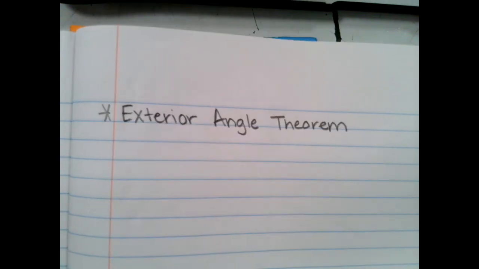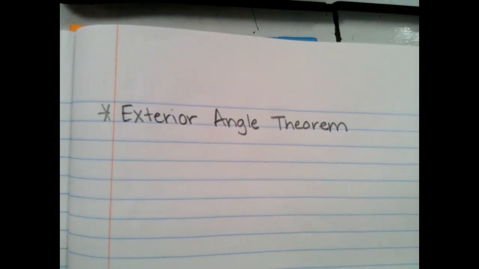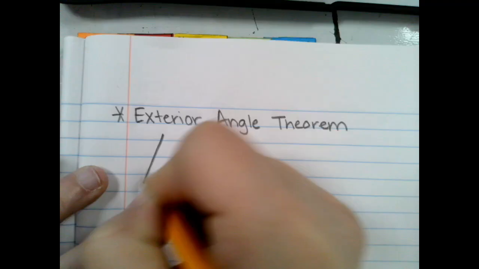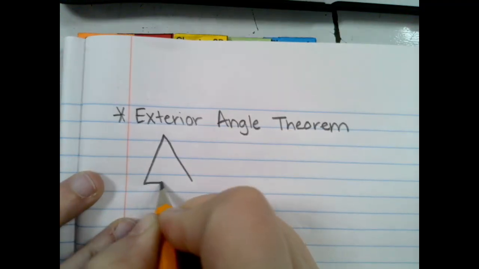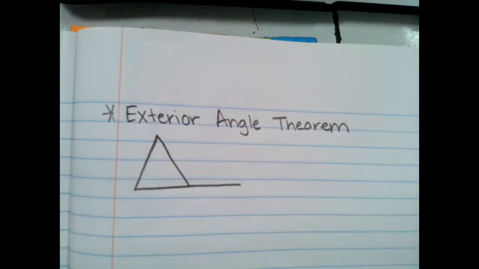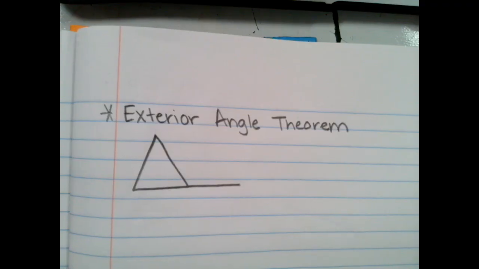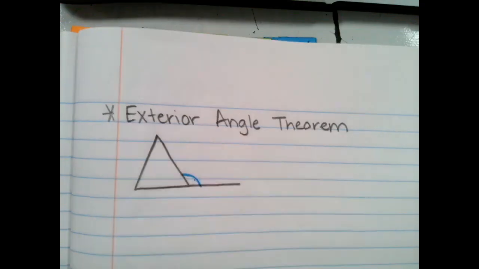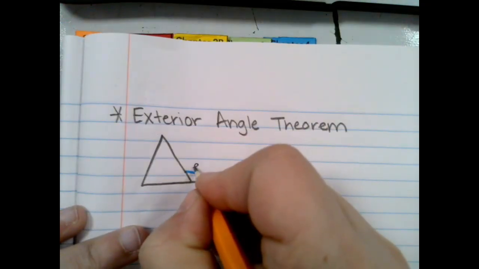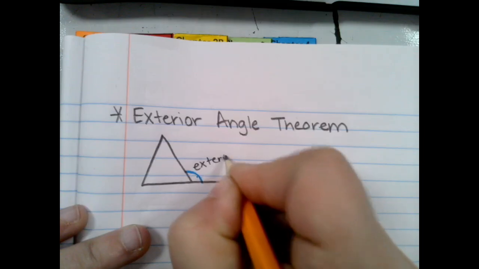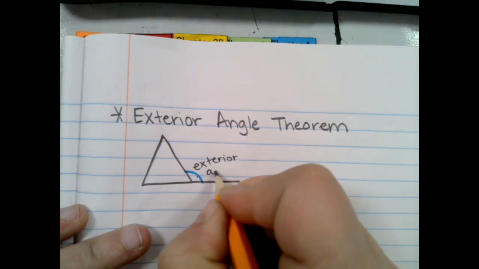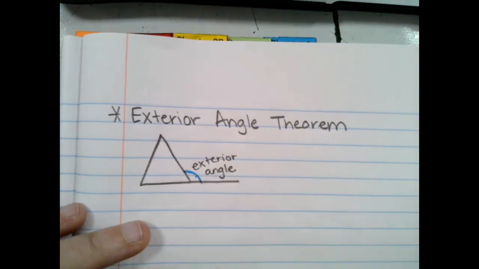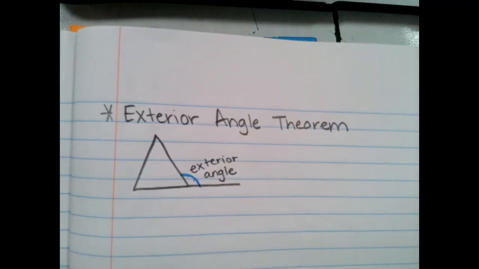What does exterior mean again? Outside. So here we're going to have a triangle. And we're going to extend one side so that it's like kind of on the outside. So here's my exterior angle. Okay, this is our exterior angle.